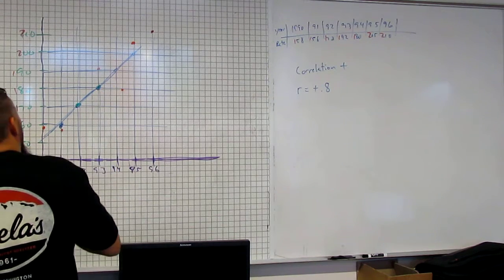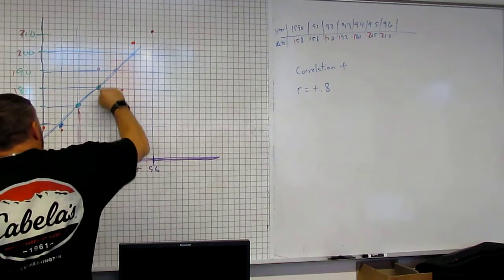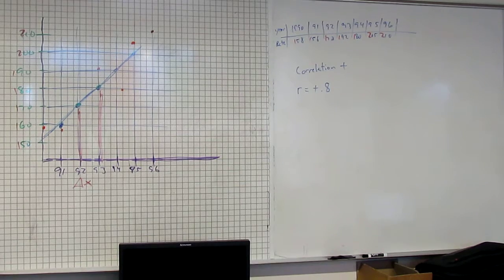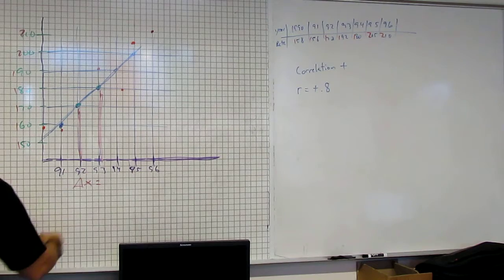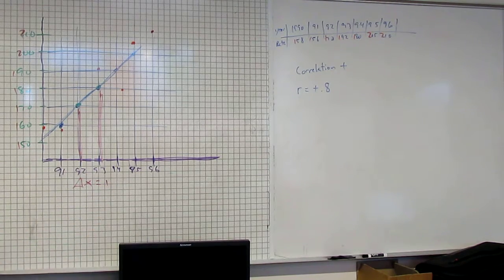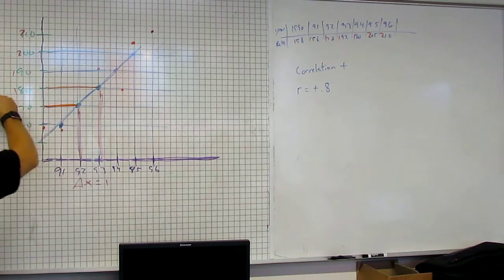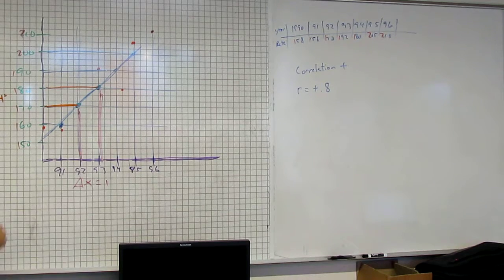And so I'm going to come down. How far apart is the delta x? How far apart are they? From 92 to 93? Just 1, right? Then how far apart is the delta y? From 170 to 180? Isn't that 10, right?